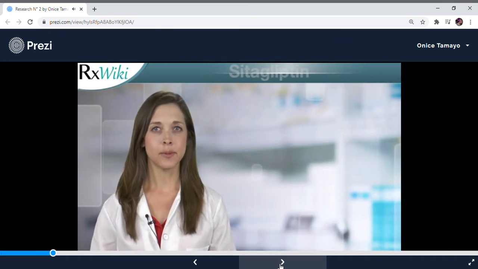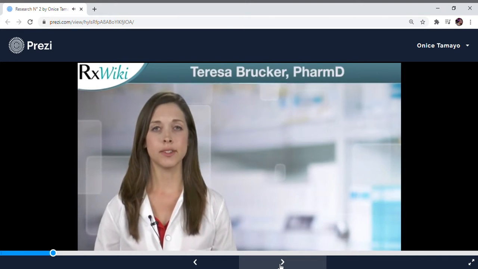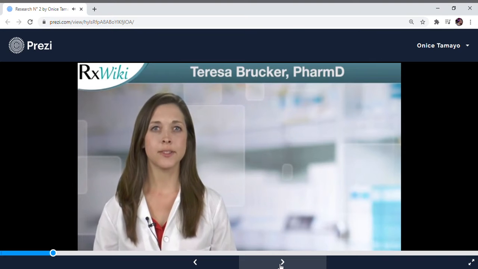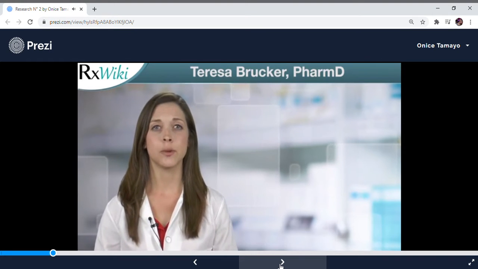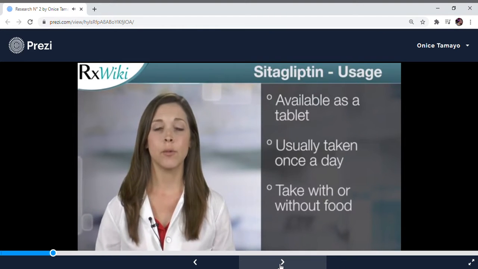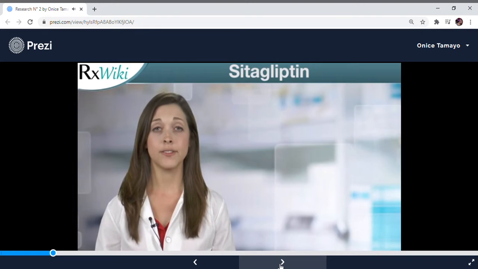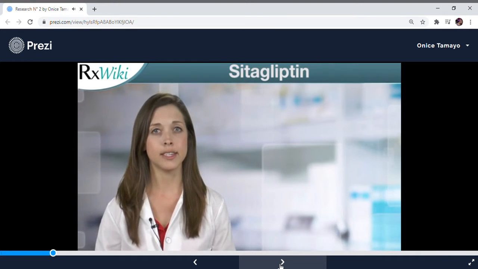Sitagliptin is a prescription medication used to treat type 2 diabetes in adults. Sitagliptin is in a class of medications called DPP-4 inhibitors. It works by increasing the amounts of certain natural substances that lower blood sugar when it is high. This medication comes in tablet form and is taken once a day, with or without food. Common side effects include upper respiratory infection, stuffy nose, sore throat, nausea, and diarrhea.